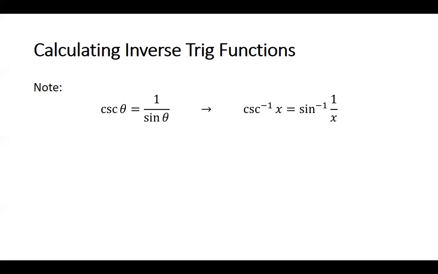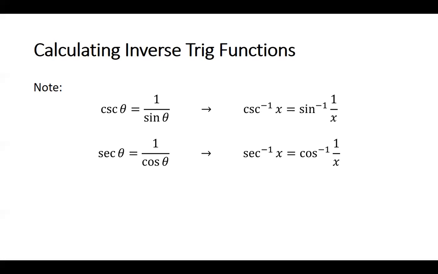If you are using some other calculator, then you can use this method to find the inverse cosecant: take the reciprocal of the ratio, and then use inverse sine. Same with secant. Secant theta is equal to 1 over cosine theta. The inverse secant of x is equal to the inverse cosine of 1 over x. We take the reciprocal first, and then we can take the inverse cosine.